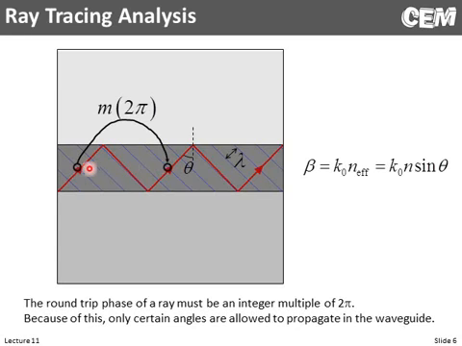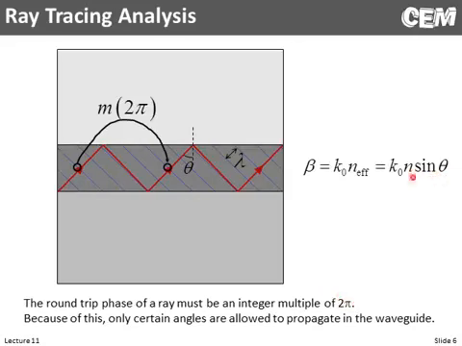But because of this rule, we only have certain angles that will be supported in this guide. And this is really the origin of what we'll call modes. There are only certain electromagnetic configurations that we can consider modes guided in a waveguide.